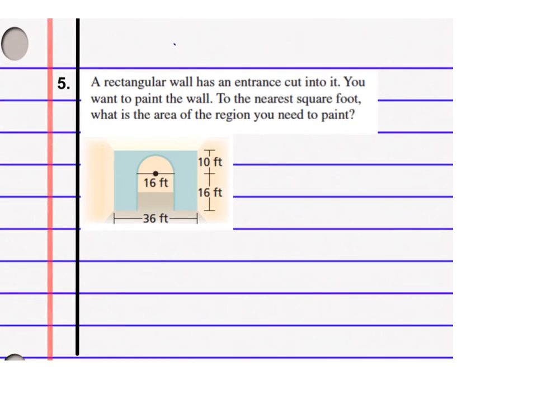All right, question 5. A rectangular wall has an entrance cut into it. You want to paint the wall. So this blue part is what you are painting. To the nearest square foot, what is the area of the region that you need to paint?